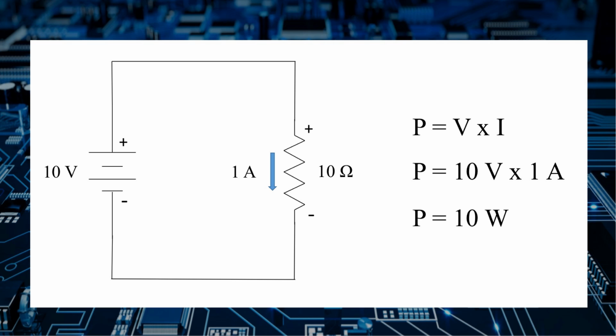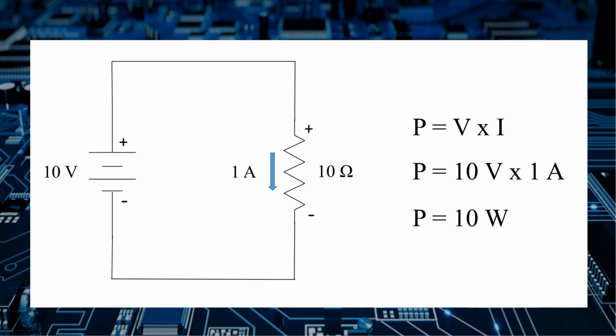Here we see a circuit with a 10-volt battery and a 10-ohm resistor with 1 amp flowing through it. Remember, Ohm's law says that voltage divided by resistance equals current. So 10 volts divided by 10 ohms equals 1 amp. Now let's calculate the power from the voltage and the current. Power equals voltage times current. 10 volts times 1 amp equals 10 watts.